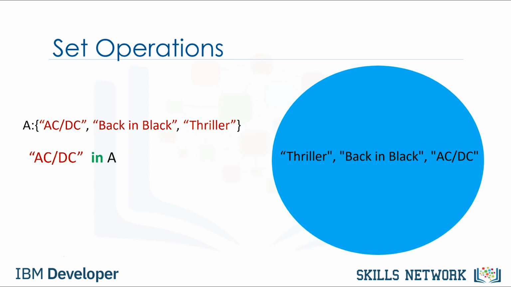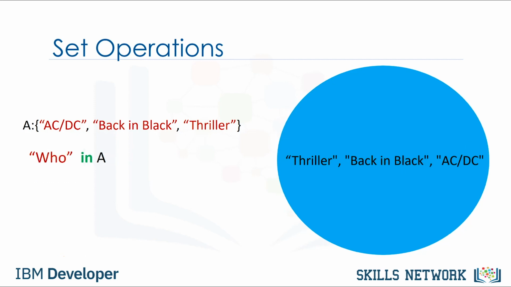We can verify if an element is in the set using the in command as follows. The command checks if the item, in this case AC/DC, is in the set. If the item is in the set, it returns true. If we look for an item that is not in the set, in this case for the item Who, as the item is not in the set, we will get a false.